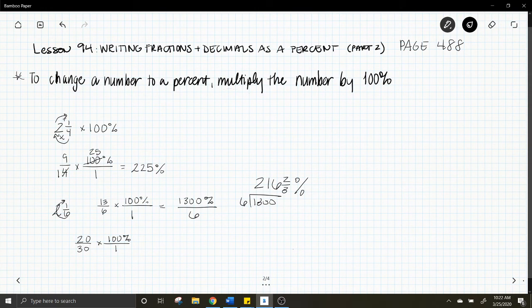Let's reduce first. 30 and 100. 30 can reduce to 3. 100 can reduce to 10. Can we reduce any more? No, so let's multiply across.